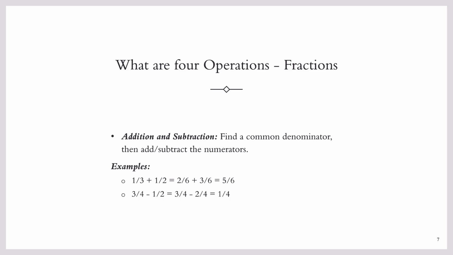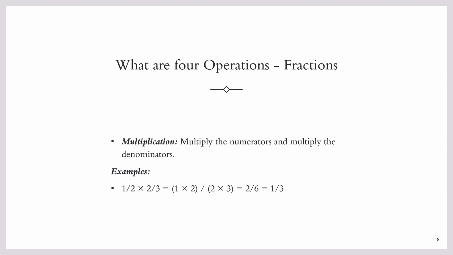Similarly, in the second example, we have 3 over 4 minus 1 over 2, and since the denominators are not the same, we are going to find the LCM. The LCM in this case is going to be 4, and it's going to change the value 1 over 2 into 2 over 4. So we get 3 over 4 minus 2 over 4, and that gives us the answer 1 over 4, as the numerators are subtracted from each other.